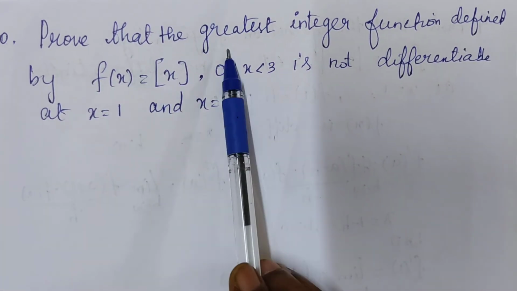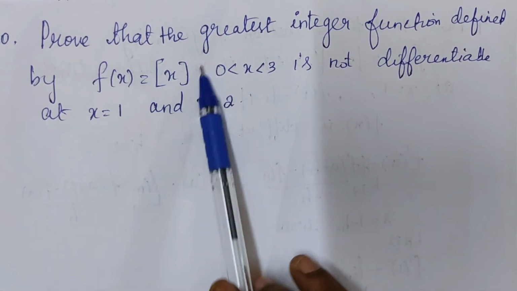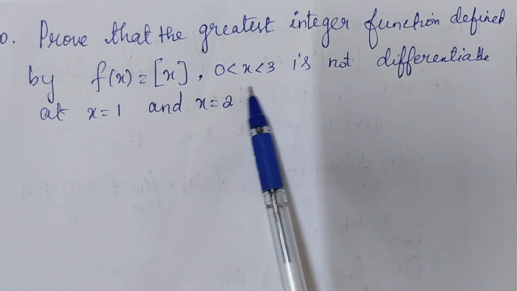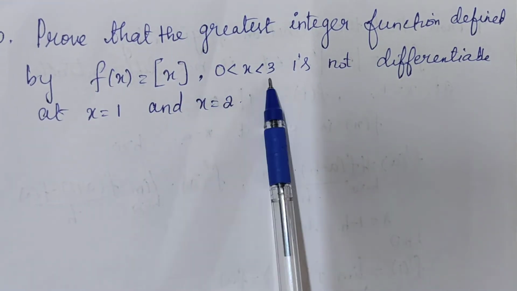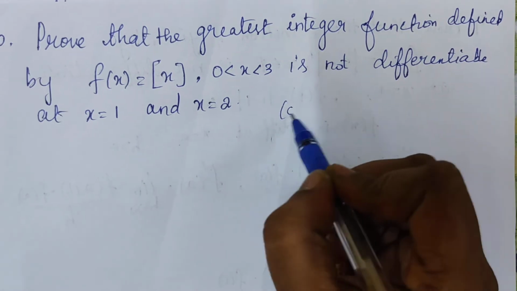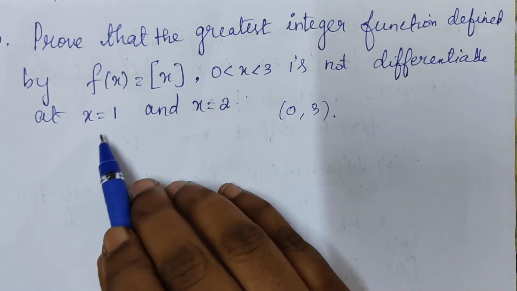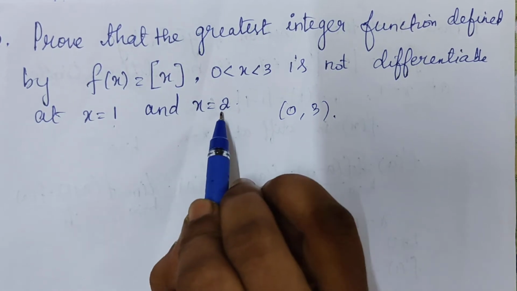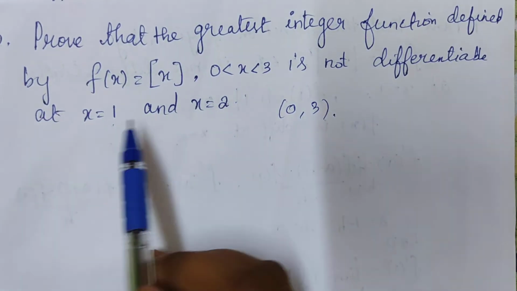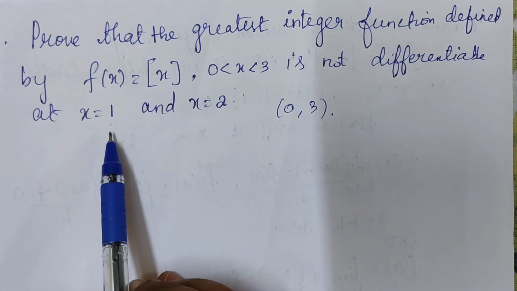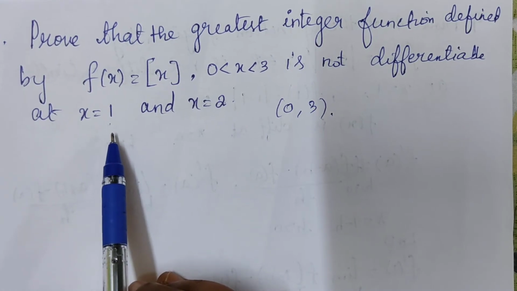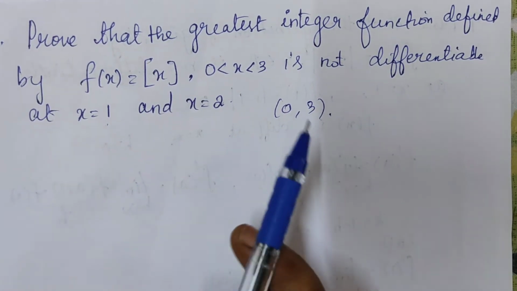We will discuss problem number 10 of exercise 5.2. Here they are asking us to prove that the greatest integer function, where x is in the open interval 0 to 3, is not differentiable at x equal to 1 and x equal to 2. To prove this, we have to show that the left hand derivative and right hand derivative at 1 are not equal.